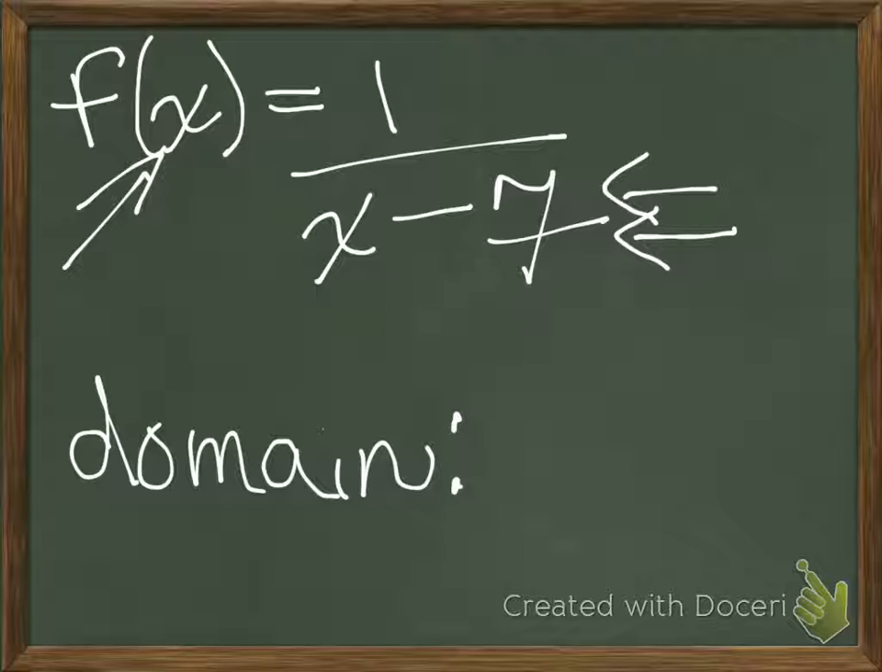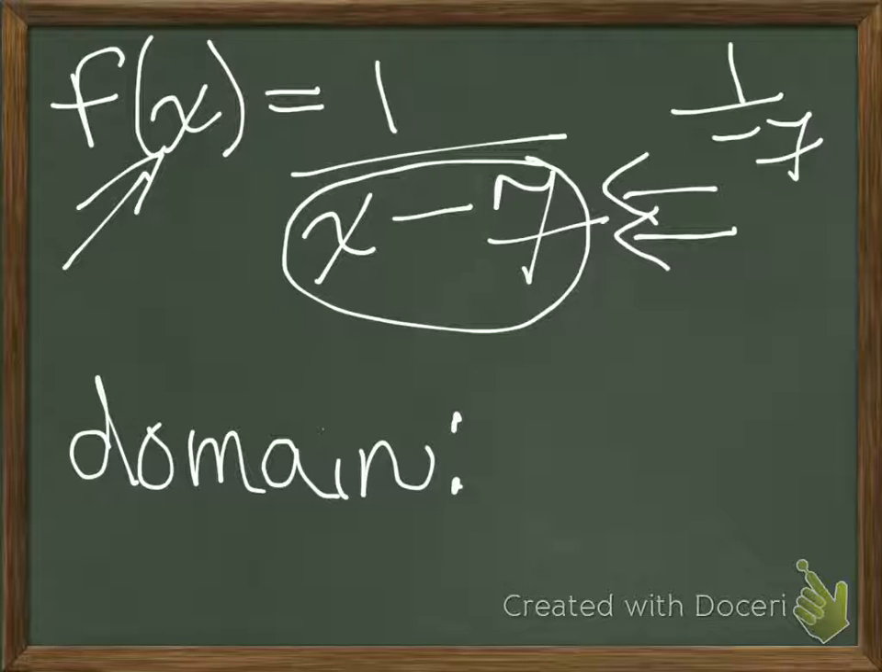In fact, I can plug in 0, because if x is 0, I'll just end up with 1 over negative 7, and that's a number. But this whole thing can't be 0 because it's undefined. So what value of x is going to make this 0? 7, of course. So my domain can be any other number except for 7.